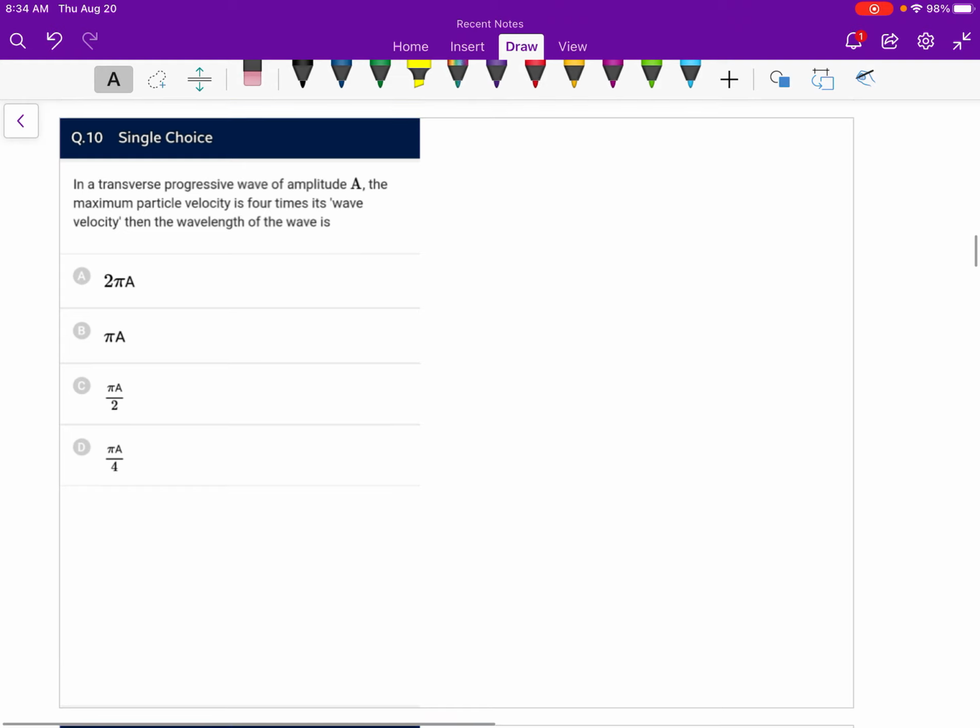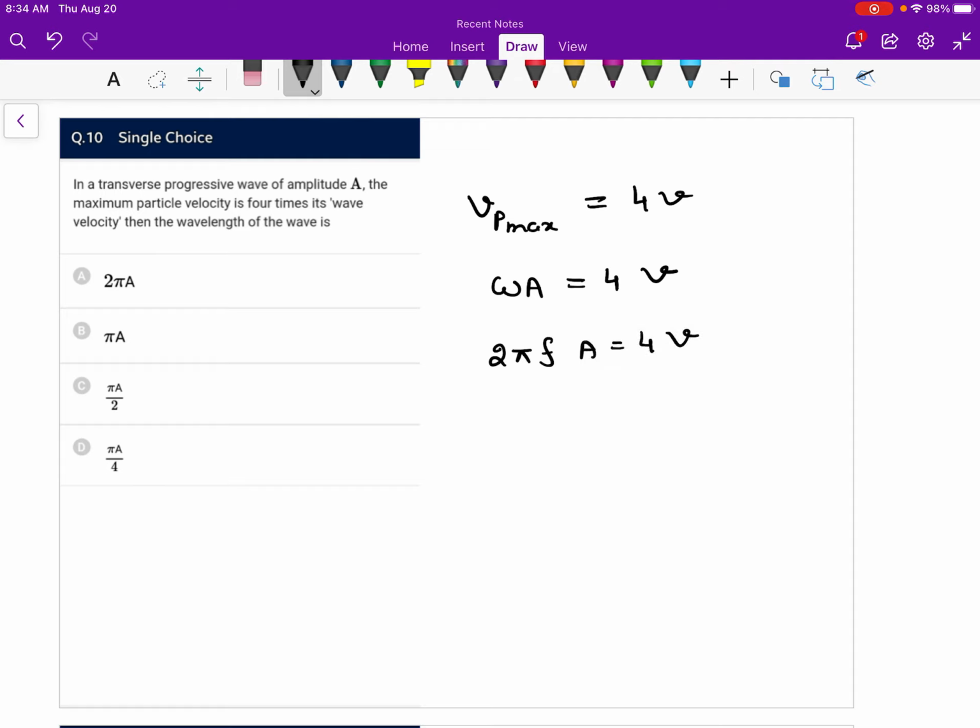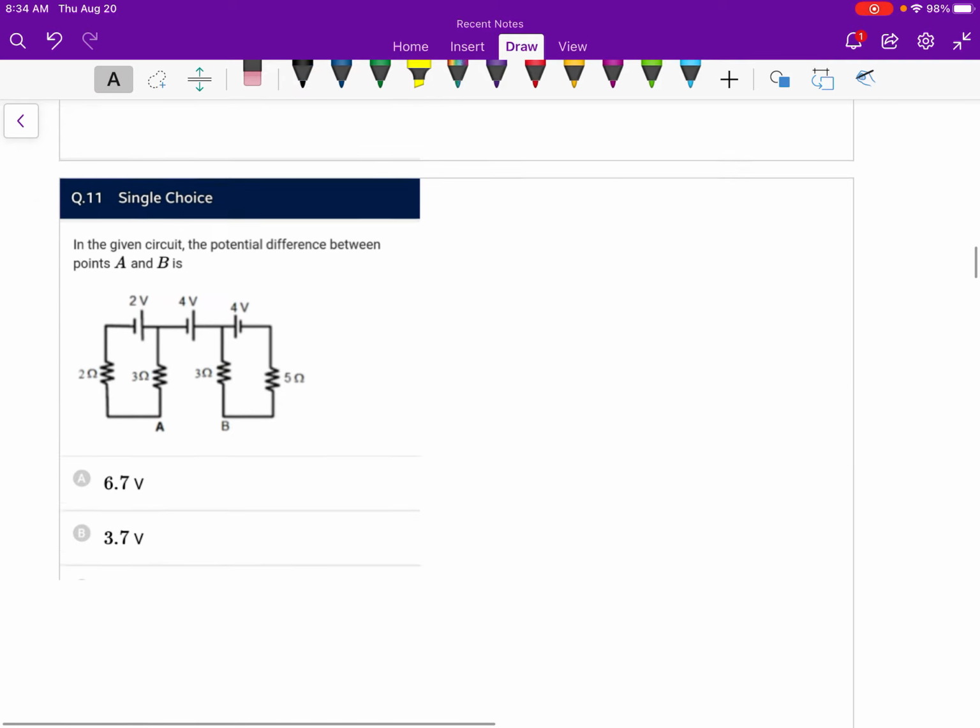In a transverse progressive wave, the maximum particle velocity is 4 times wave velocity. So Vp max is 4 times V. Maximum particle velocity is omega A. So omega A is 4 times V. Now the wavelength of the wave: 2 pi f into A equals 4V. So V upon f is lambda. So lambda is pi A by 2. So pi A by 2. C is the correct option.